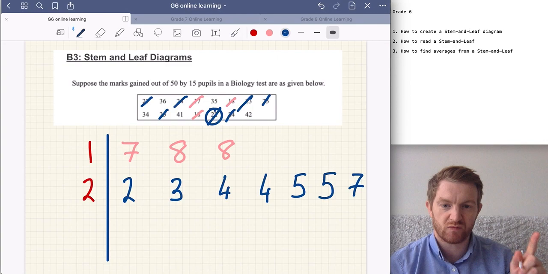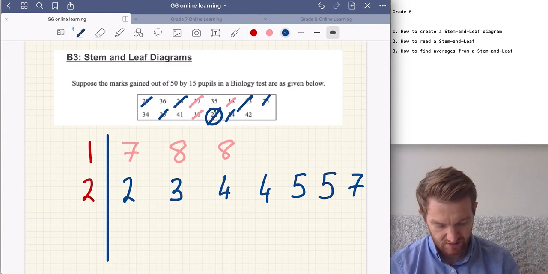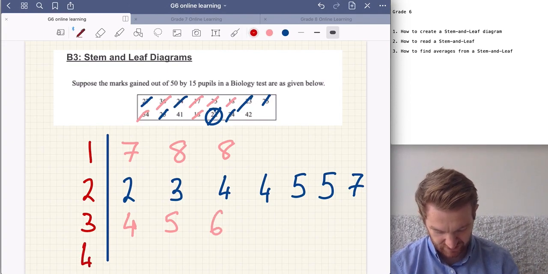Keep going from smallest to largest. We've got the tens on the left, units on the right. We then do the next thing. We've got any 30s? Well, yes, we do. We've got a 34, 35, and a 36. And finally, we've got a 41 and a 42.